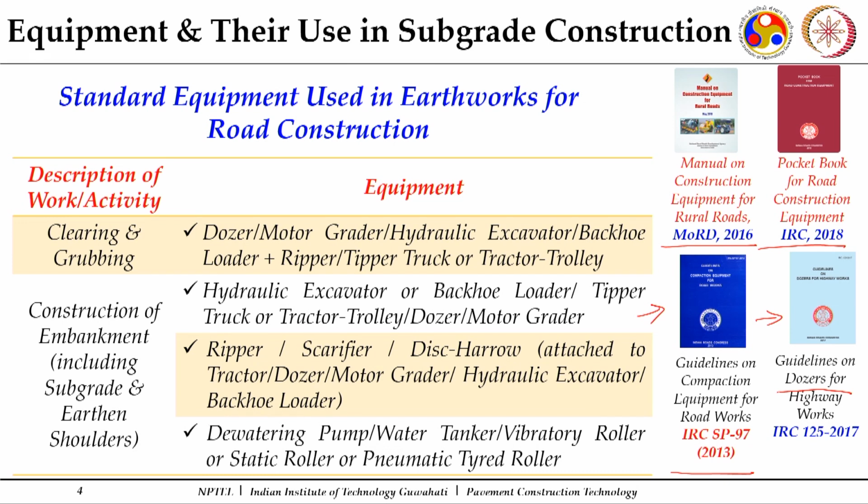Now, if I put these equipments under different categories, like we discussed in the previous lecture, we have clearing and grubbing as one of the major activities. We will discuss these equipments in the subsequent slides. In clearing and grubbing, you can have a dozer, a motor grader, a hydraulic excavator, a backhoe loader and a ripper, and a tipper truck or a truck trolley, depending upon how much quantum of work is there and what type of project it is.